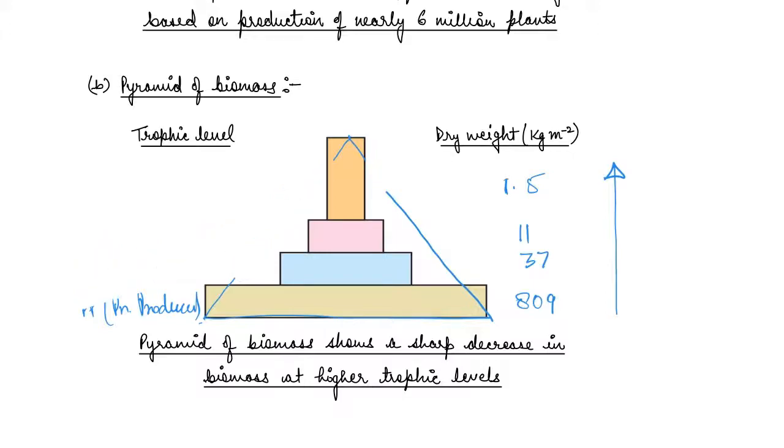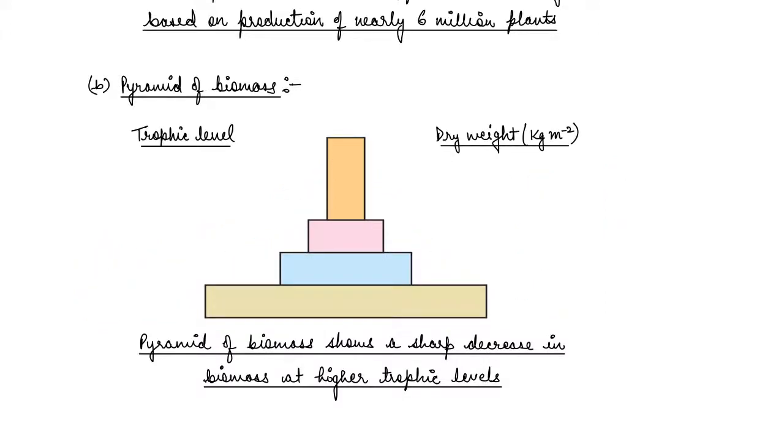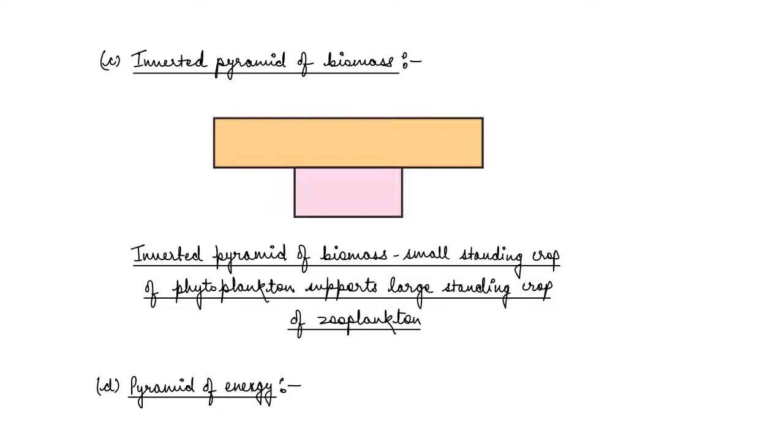Now the third one, here you will find some big changes in the pyramid shape. The third one is inverted pyramid of biomass. So in some cases, in some ecosystems, as you move towards the higher trophic level, the biomass increases, and that is why you find an inverted pyramid.